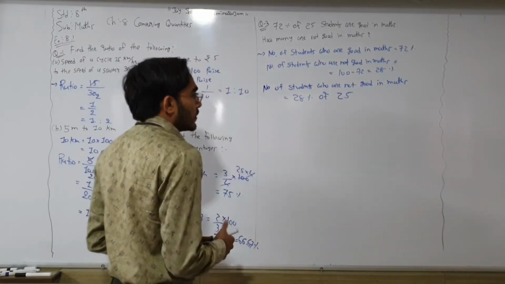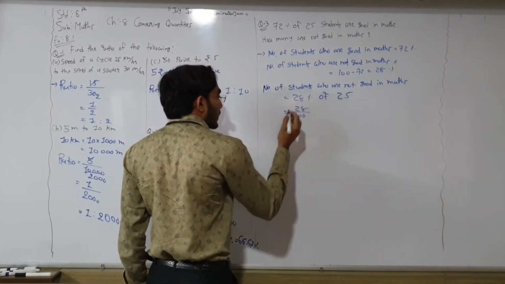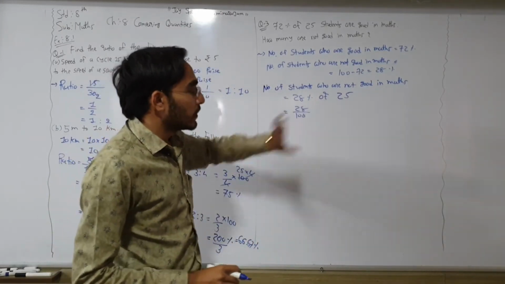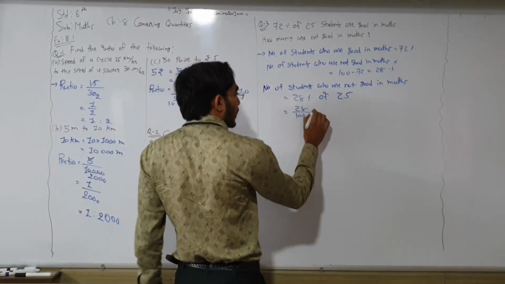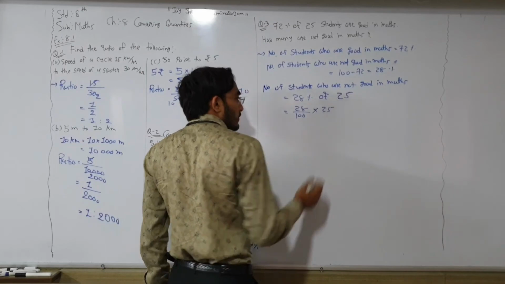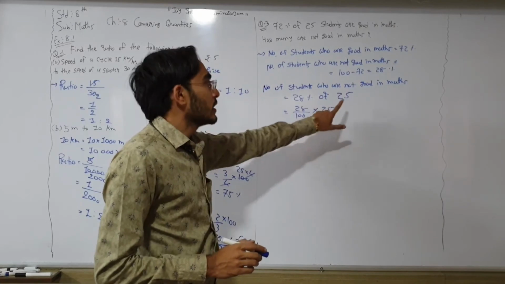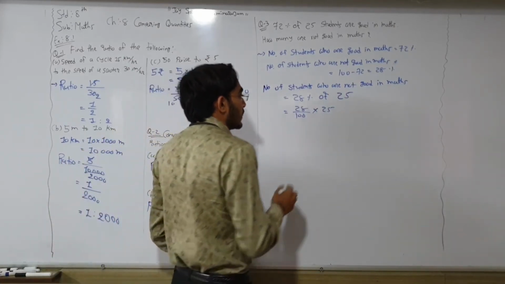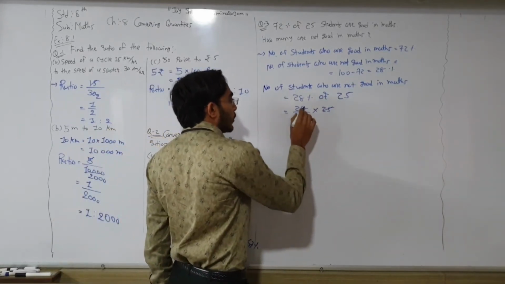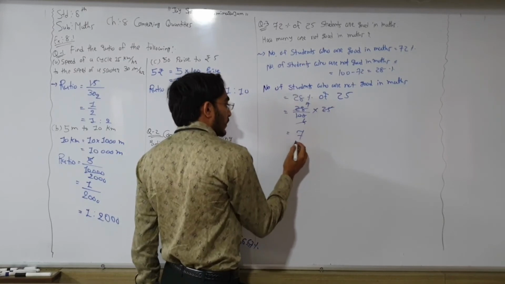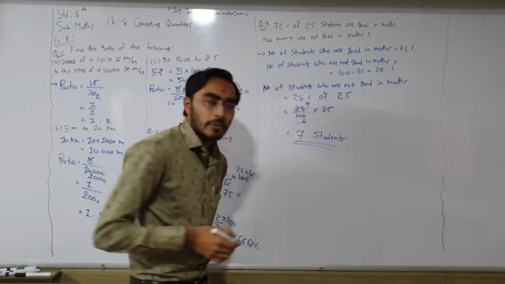Now convert this percentage into actual number. So for that, now percentage means what? We need to divide with 100. So 28 by 100. Now of that means multiply 25. Now simplify this. So 25 4s are 100, and we can also simplify 4 7s are 28. So our final answer is 7 students. So here 7 students are not good in maths.